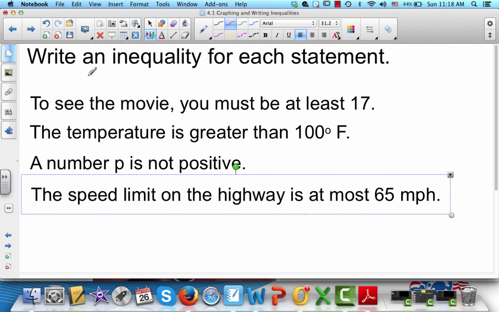Now, let's go through some translation from English to algebra. Write an inequality for each statement. To see the movie, you must be at least 17.